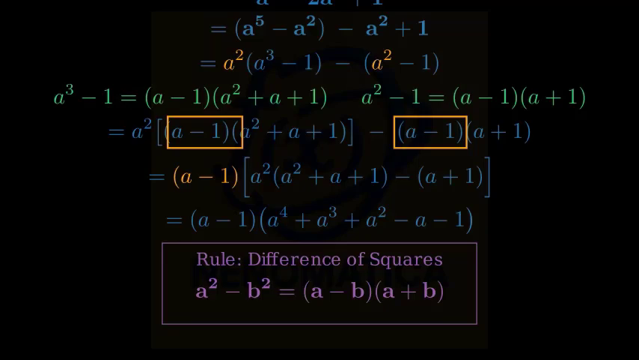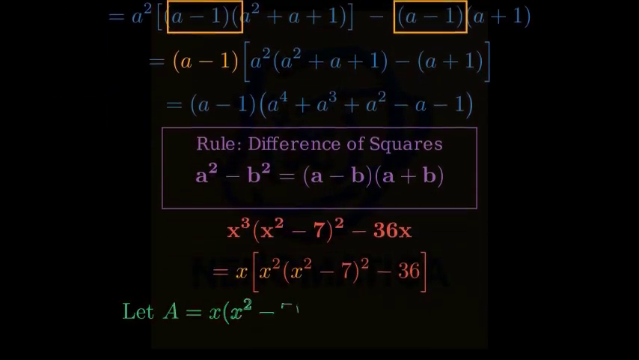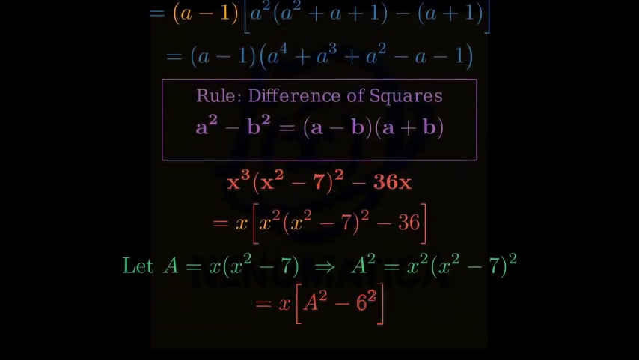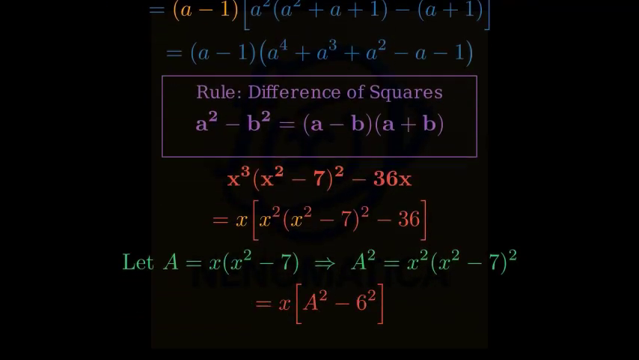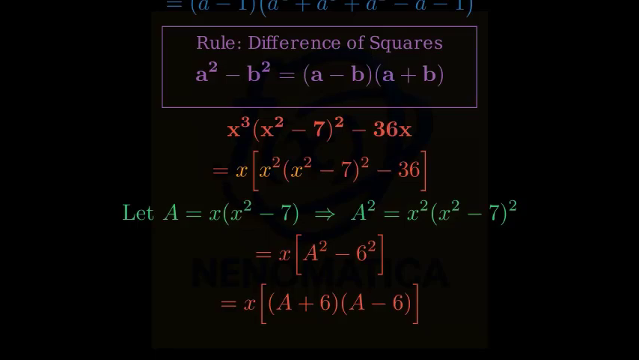Step 2. Factor x cubed times the quantity (x squared minus 7) squared minus 36x. First, factor out x. Now, recognize a difference of squares pattern by setting capital A equal to x times the quantity (x squared minus 7). Then x squared times (x squared minus 7) squared is capital A squared. So inside the bracket, we have A squared minus 6 squared. Factor using the difference of squares to get (A plus 6) times (A minus 6).